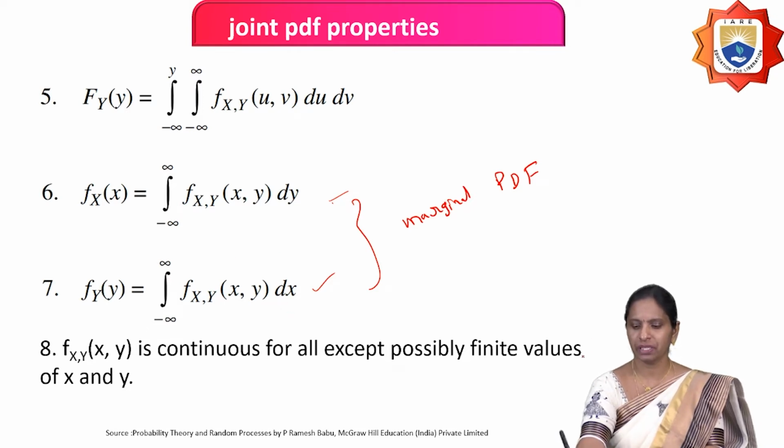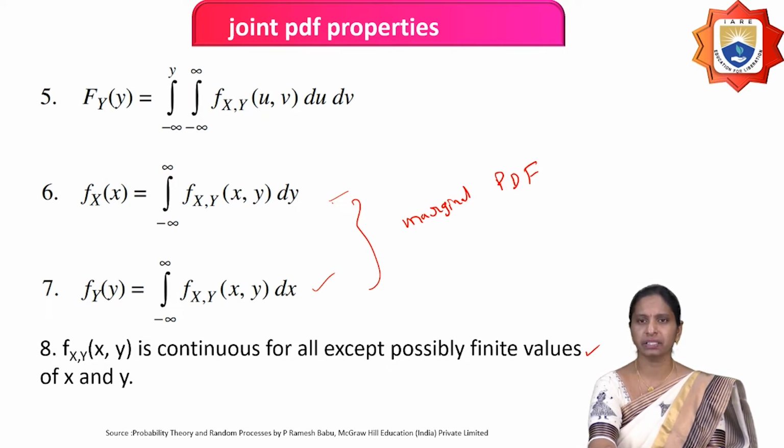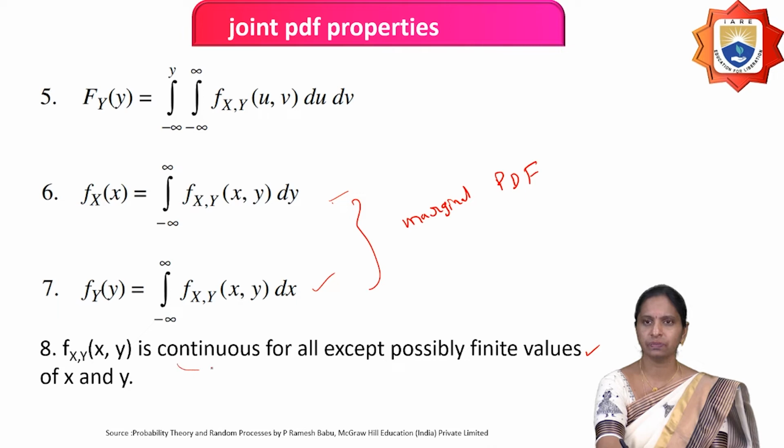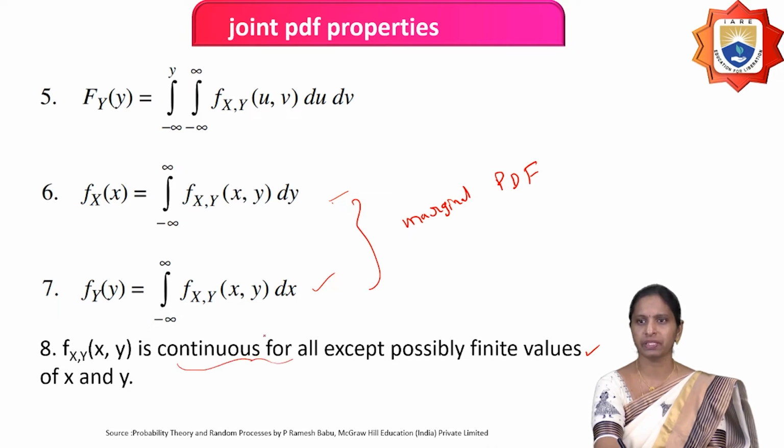And the eighth property states that the joint density function is always continuous for all values of x and y except some finite values. For example, if x and y are discrete, then it is not continuous. If x and y are continuous random variables, the joint density function is also a continuous function.